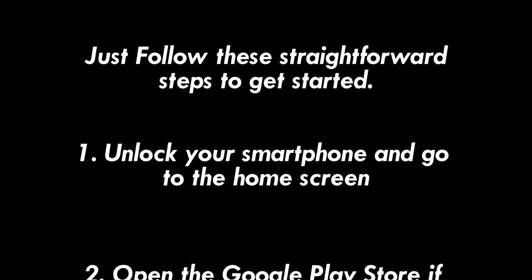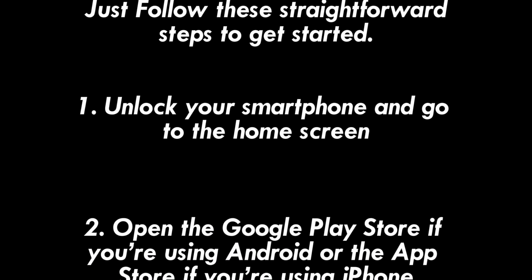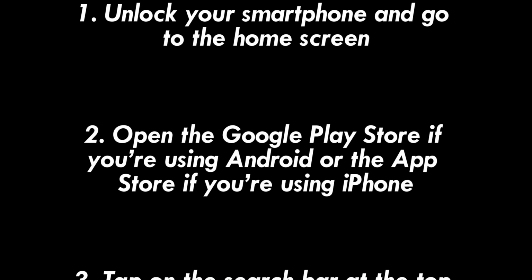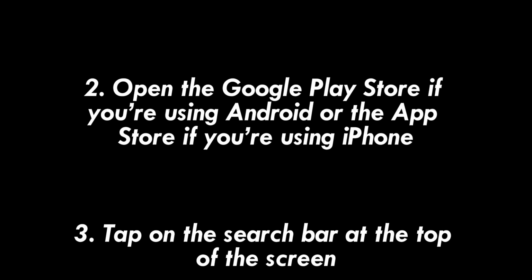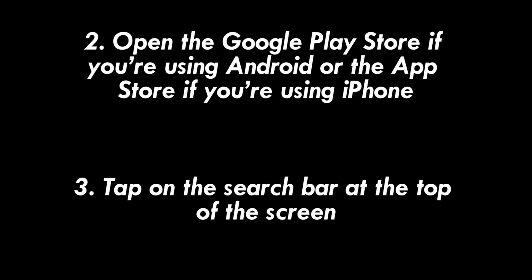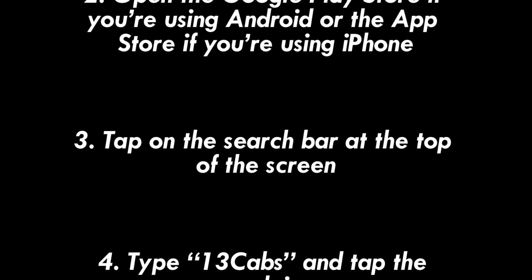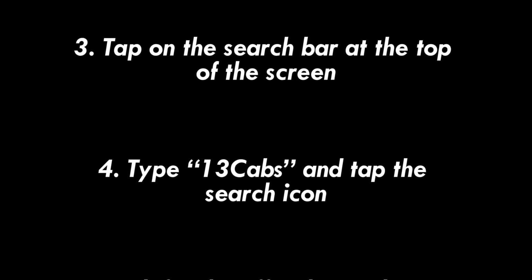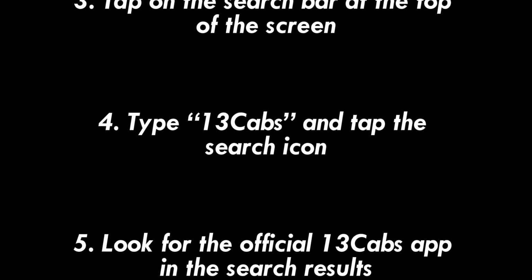1. Unlock your smartphone and go to the home screen. 2. Open the Google Play Store if you are using Android or the App Store if you are using iPhone. 3. Tap on the search bar at the top of the screen. 4. Type 13 Cabs and tap the search icon.